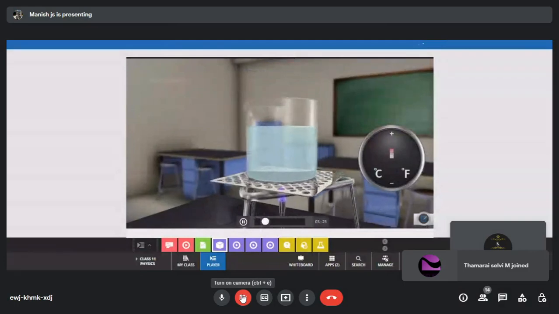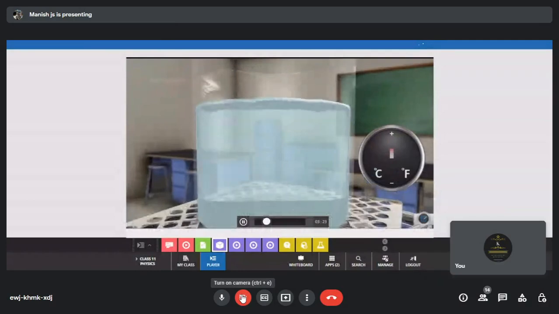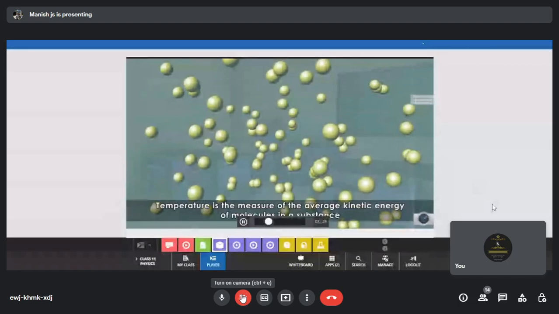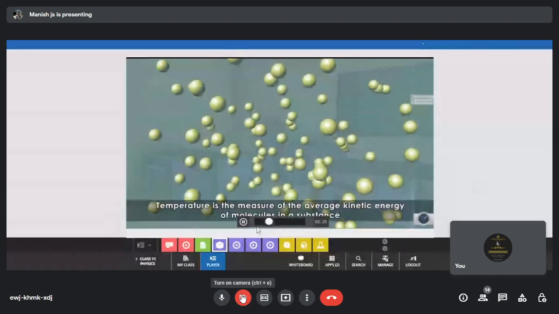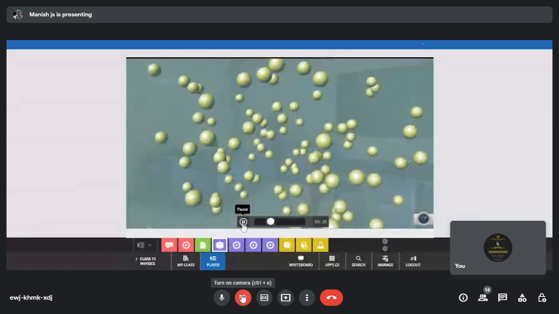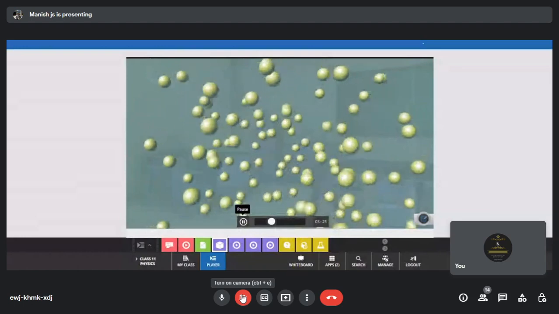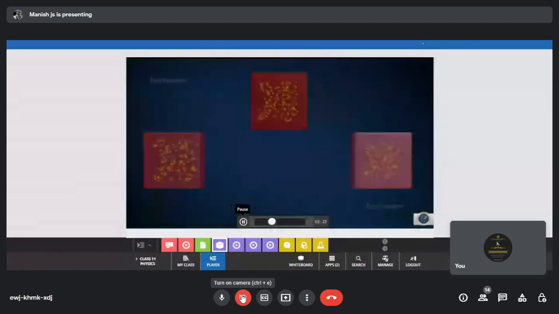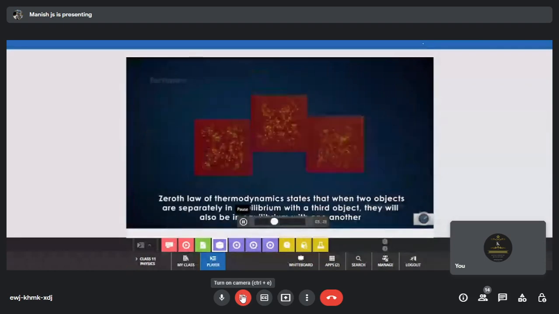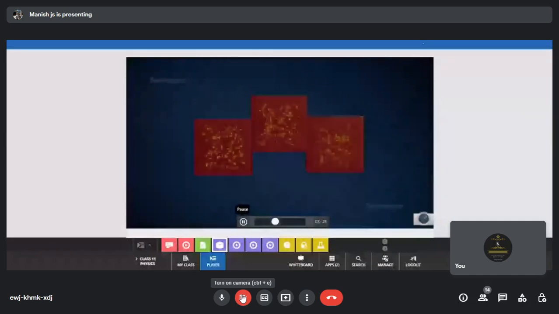To fully understand the concept of heat, we also need to understand temperature. Temperature is the measure of the average kinetic energy of molecules in a substance. And thermal energy is the energy that comes from heat. It's the energy of moving molecules within a substance. The Zeroth Law of Thermodynamics states that when two objects are separately in equilibrium with a third object, they will also be in equilibrium with one another. This will be a state of thermal equilibrium.